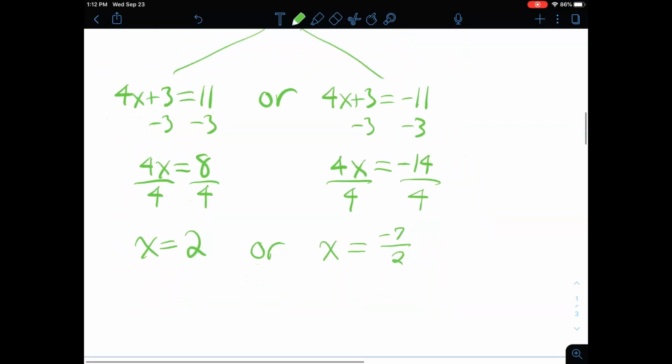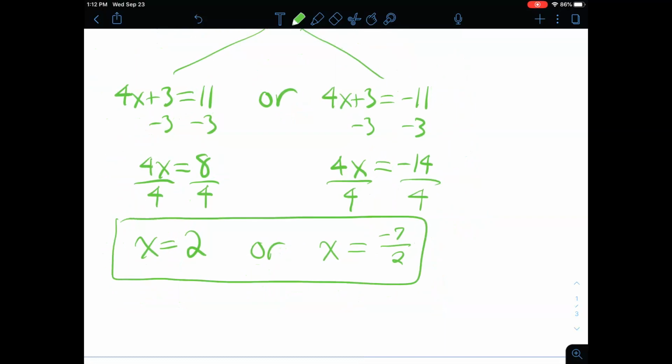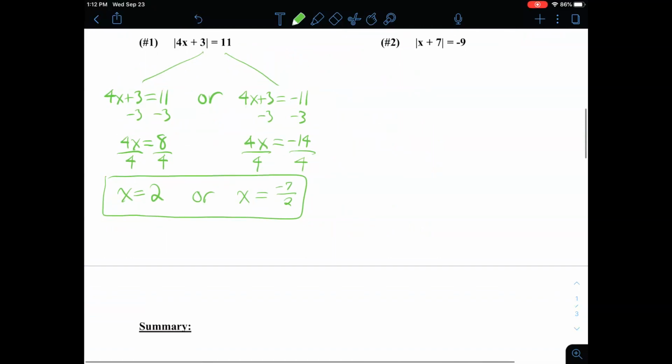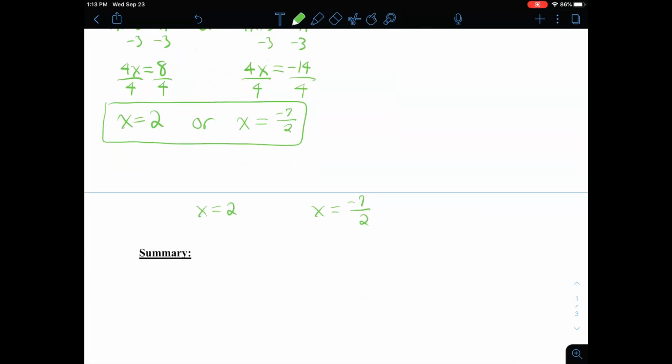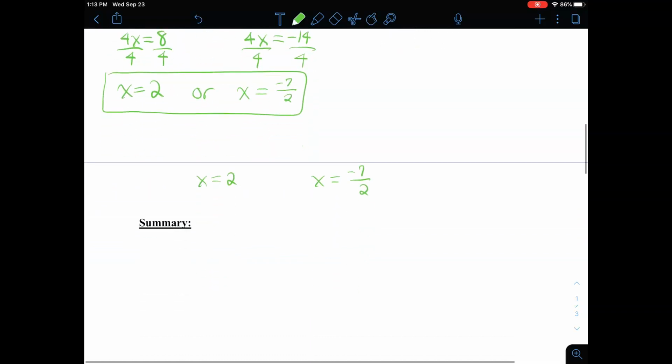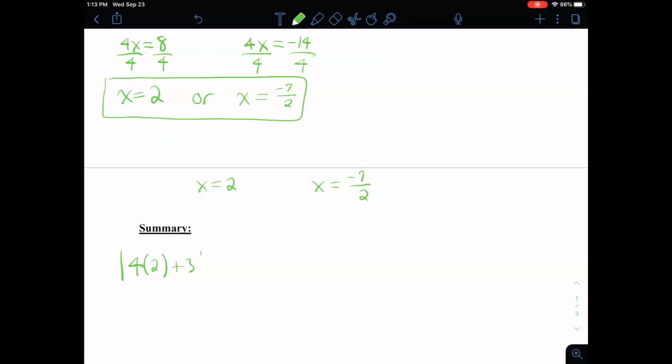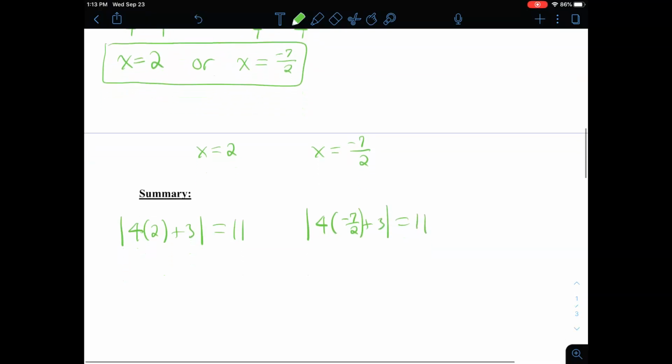But sometimes with these absolute value equations, we're going to get false positives or false answers. And so we've got to check our answers here. What we're going to do on the next page is plug in x equals 2, and plug in x equals negative 7 halves. So let's plug in x equals 2 first. So we had the absolute value of 4 times 2 plus 3 equals 11. And we're going to do the absolute value of 4 times negative 7 halves plus 3 equals 11. Plugging it back into the original equation to see if it works.